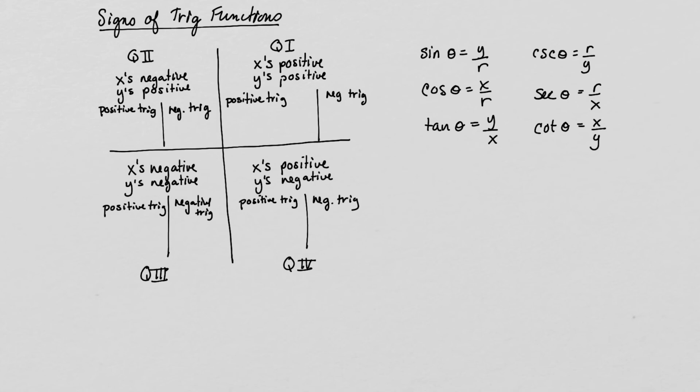In the first quadrant, x's are positive, y's are positive. Remember, r's are always positive. So if x's are positive, y's are positive, and r's are positive, all the trig functions are positive in this quadrant. And there aren't any negative trig functions. None of them are negative. Because all my x's are positive, all my y's are positive, and r is always positive, everything turns out to be positive.